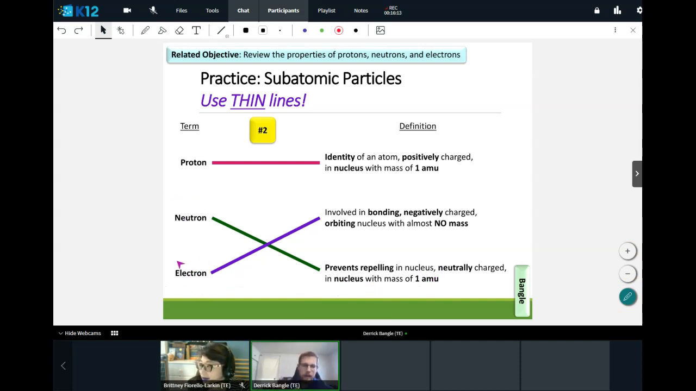Then finally, the odd one out here seems to be the electron, but they also have the very important job of being involved in bonding. So that's kind of like when you want to bond with someone, you hold hands with them. They are negatively charged while orbiting around the nucleus, and they are not inside the nucleus, right? While having very little to no mass.